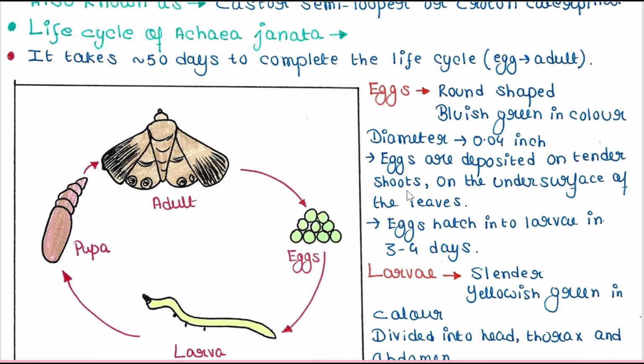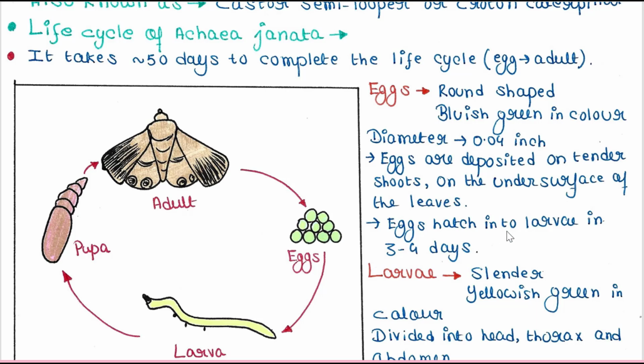Let's talk about its life cycle. So it takes 50 days to complete the life cycle. That means it takes 50 days from egg to adult. Eggs are round shaped just like this, and they are bluish green in color. Diameter of each egg is 0.04 inch. And eggs are deposited on tender shoots on the undersurface of the leaves.